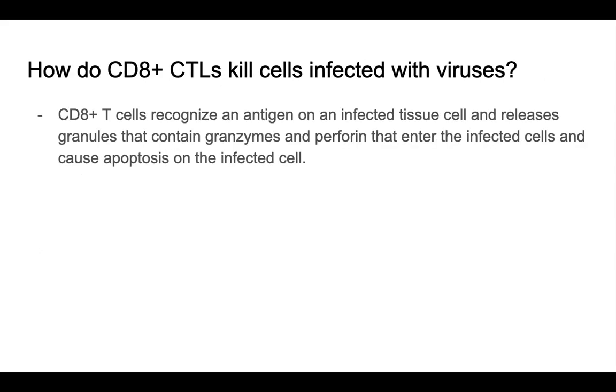How do CD8 T cells and CTLs kill cells infected with viruses? CD8 T cells recognize an antigen on an infected tissue cell and release granules that contain granzymes and perforin that enter the infected cells and induce apoptosis in the infected cell.